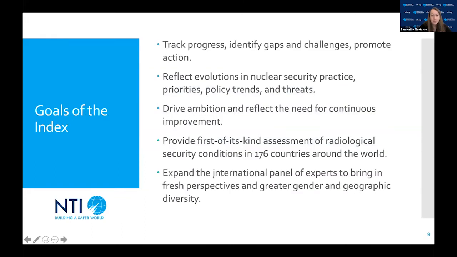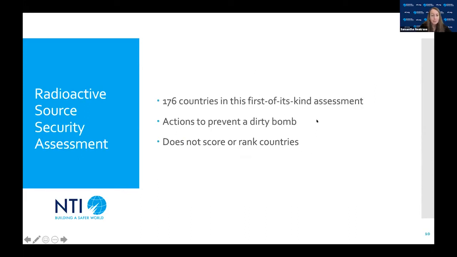I already mentioned this, but the goals are to track progress, identify challenges, and promote actions, and really drive an ambitious approach for countries as they continue to improve security. And I'll skip the rest of that in the interest of time.